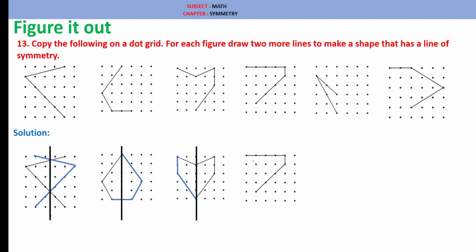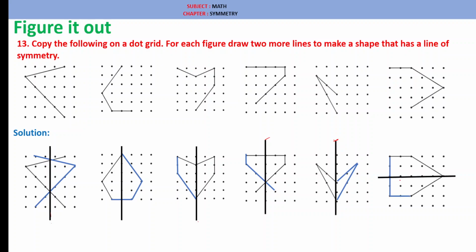For the next figure, just draw a line here, then make a slanting line here. This vertical line is the line of symmetry. Similarly here, the black line, then the blue line is this. You need to complete these symmetrical lines. So this black line is a line of symmetry. Now this horizontal black line is the line of symmetry, and the blue line you are making is to make this figure symmetrical. So I hope you achieved all these six.